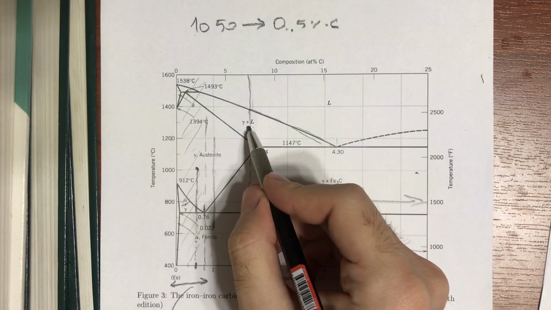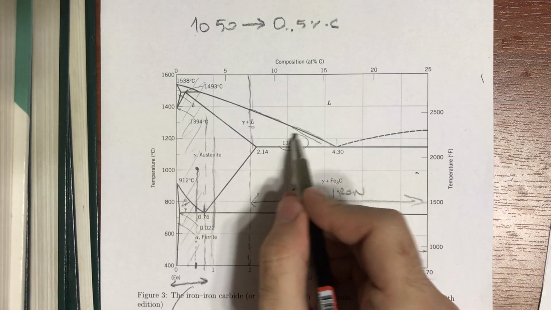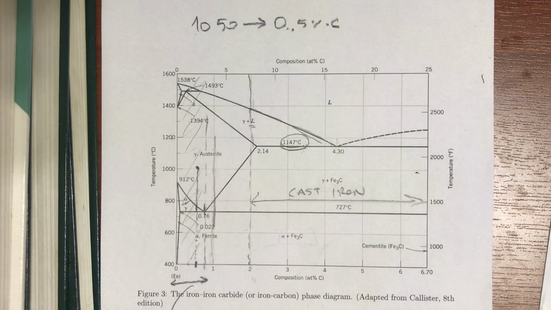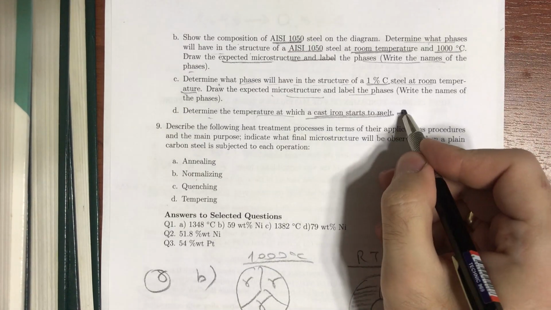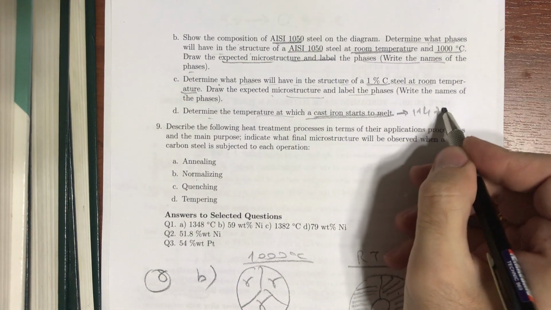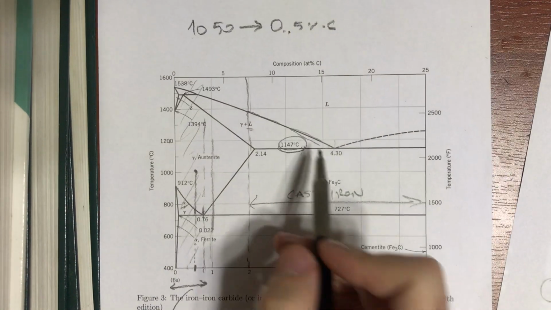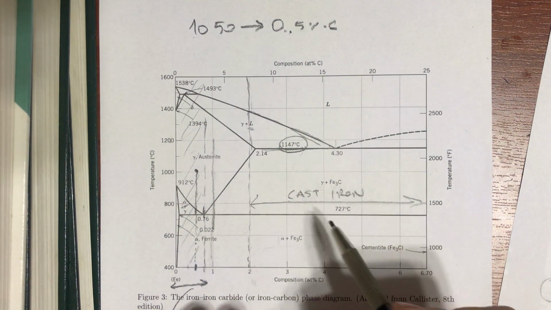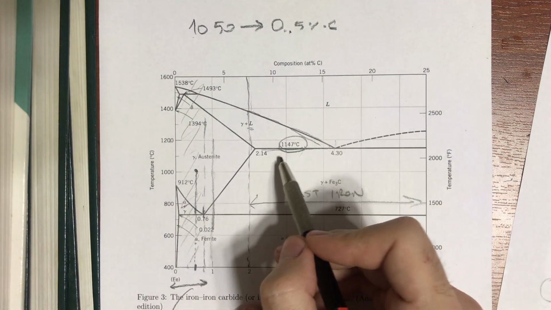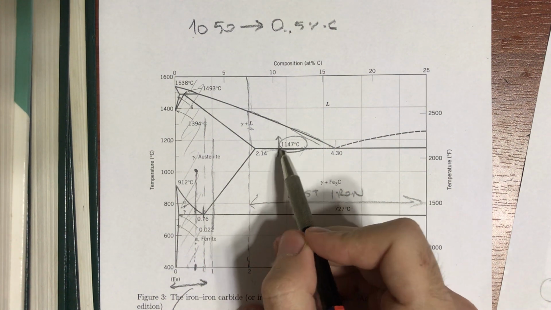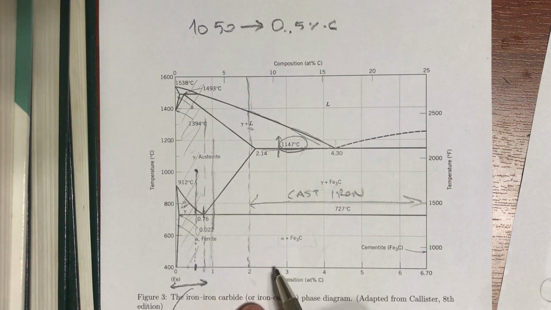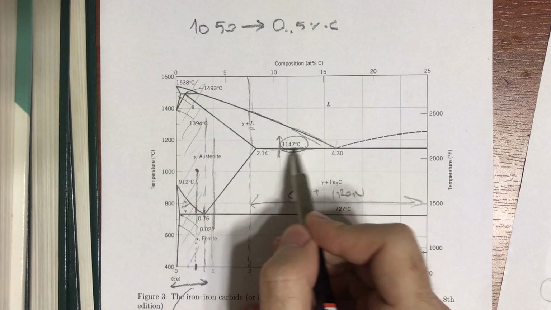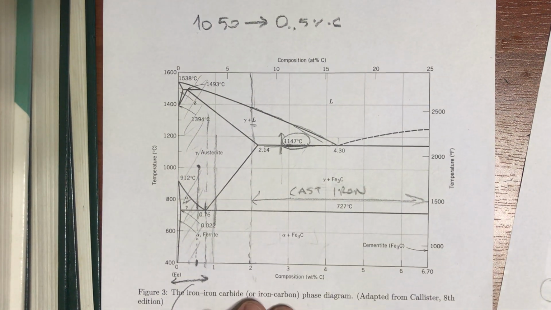And when do you observe the first liquid? Upon reaching this temperature, 1147 degrees Celsius. Because this is the temperature at which the eutectic reaction starts, eutectic reaction takes place between two solids and a liquid. So when you heat up the cast iron, the first liquid that you will observe occurs at this temperature.